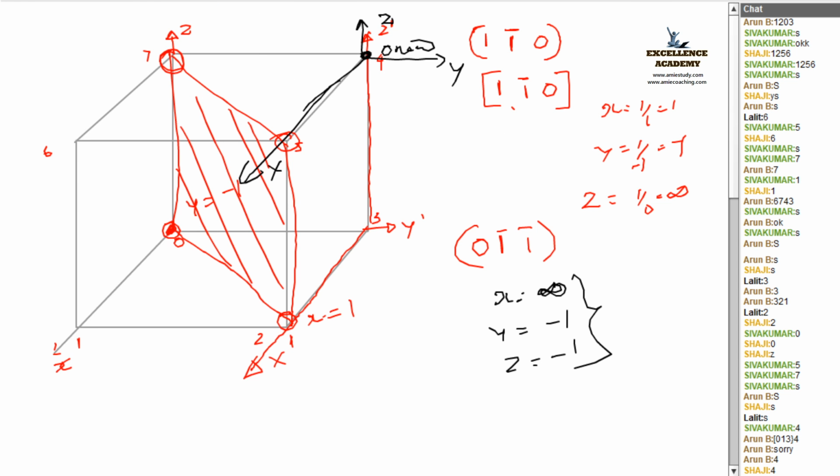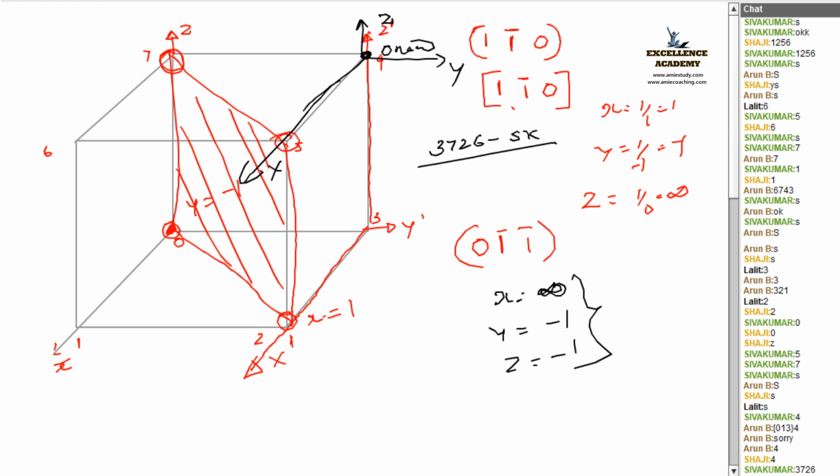3726 is the answer given by Shivakumar. Then Shaji says that it is 2367. Both are the same by Shaji. Okay, let's check whether it is right or wrong.